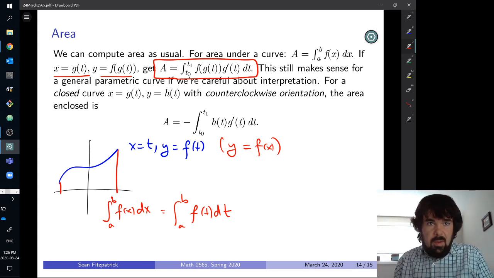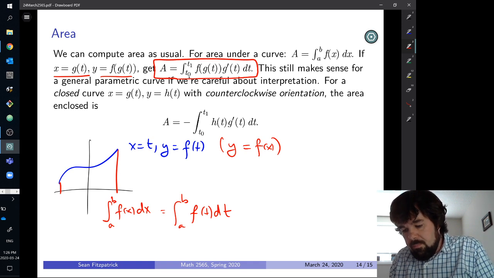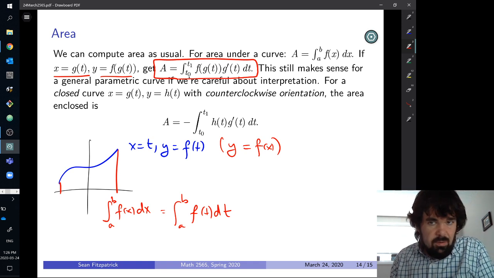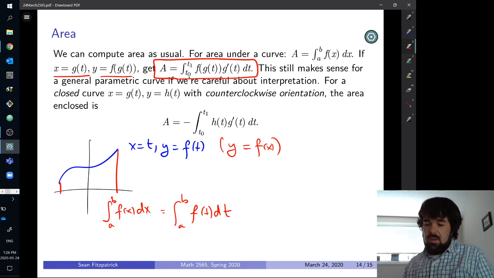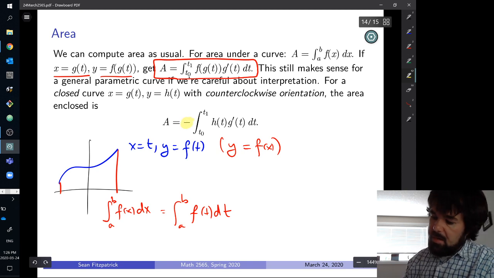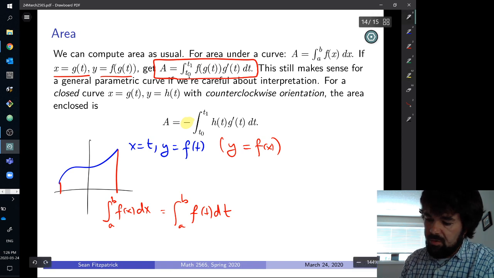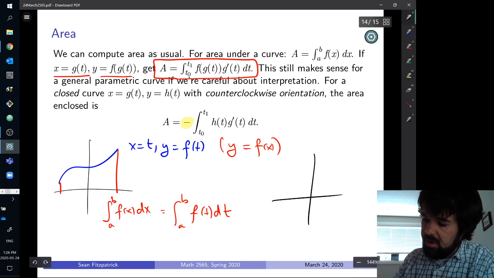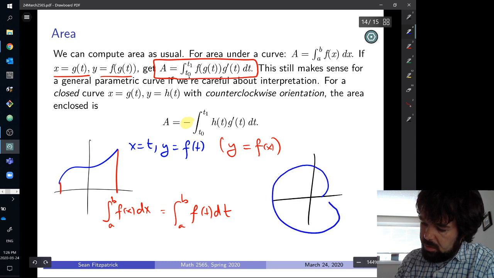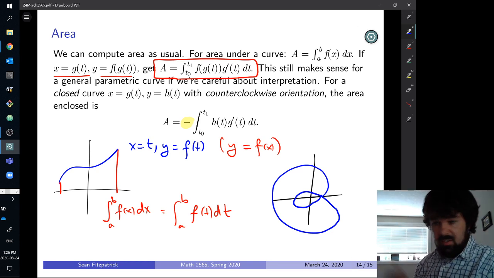Now, one of the things that you have to be mindful of is that frequently when we do parameterizations, you will find that as t increases, x actually decreases. And so you need a minus sign to compensate. That's this minus sign that you see here. And in particular, you have a lot of parametric curves that are so-called closed curves. So you might have a curve that goes around, and does something like that. And you want to find the area that's enclosed by that thing.